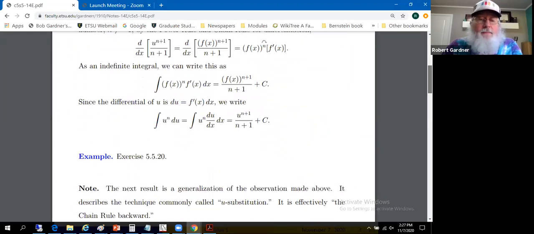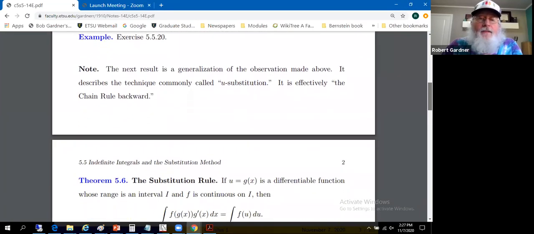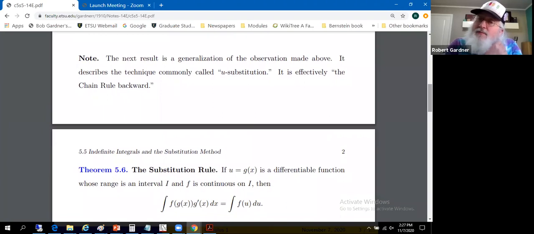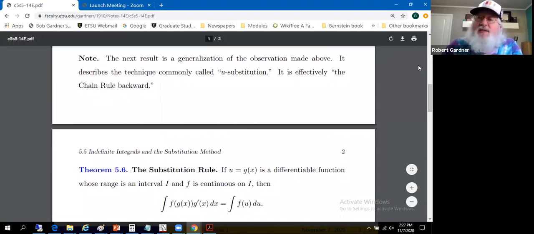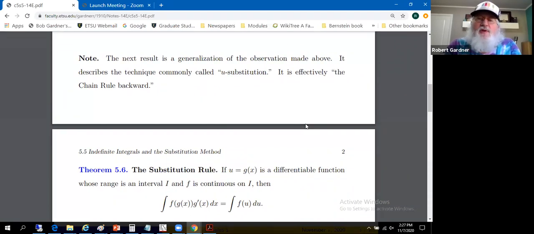More of the same. The next result really is quite similar to what we just did. What we just did wasn't really using the full power of the chain rule as we used the power rule, a special case of the chain rule called the power rule, where we had powers of that function f of x or f of y.